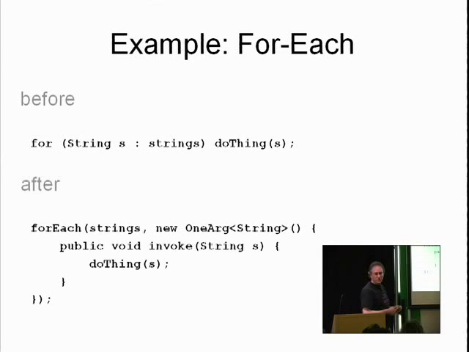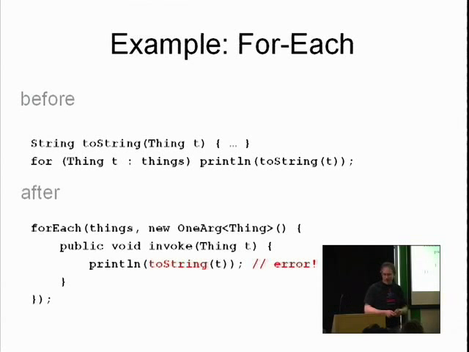It's just a little bit verbose. But after all, this is a very trivial example. So let's look at a slightly more complicated example of a client. So here we have a client. It has a local method called toString that turns a thing into a string.